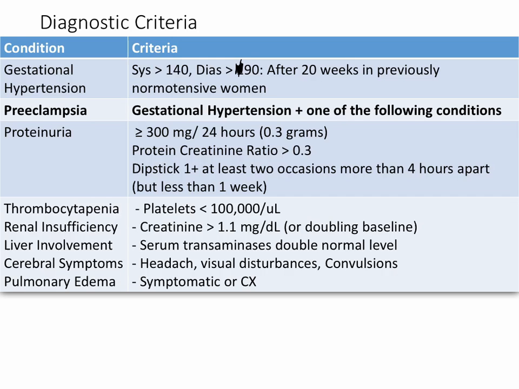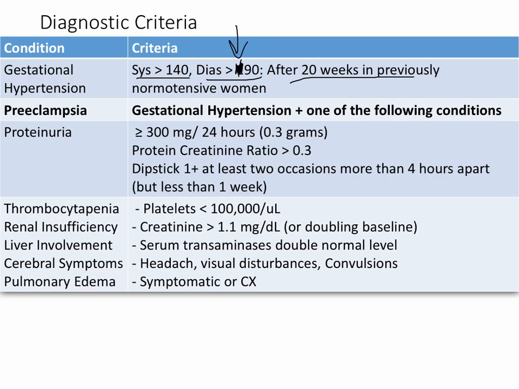So how are these diagnosed? The criteria. I accidentally put 190 here. This is 90. So gestational hypertension, just like I said, is hypertension, a systolic greater than 140 or a diastolic greater than 90. It's happening after 20 weeks in a previously normotensive woman. If it happens before 20 weeks, typically it is a result of unmasking a chronic hypertension in somebody that is susceptible to that.